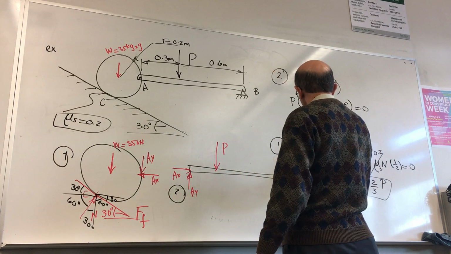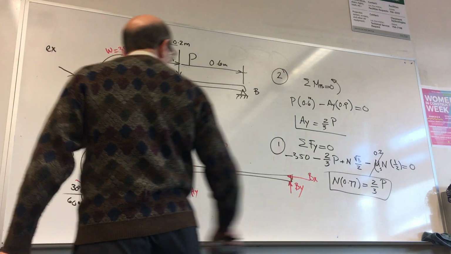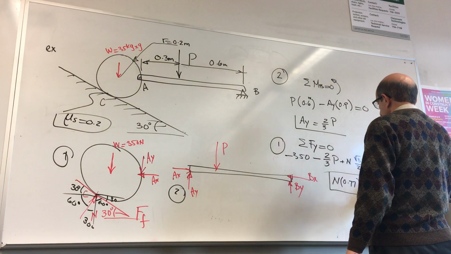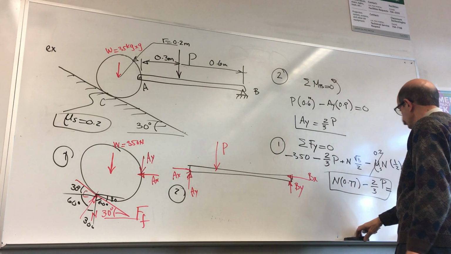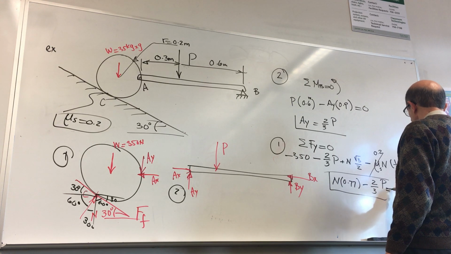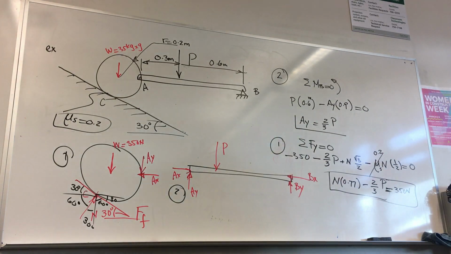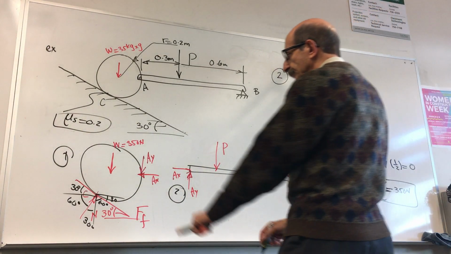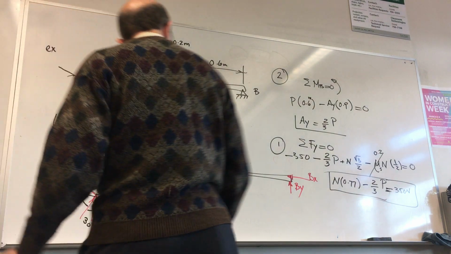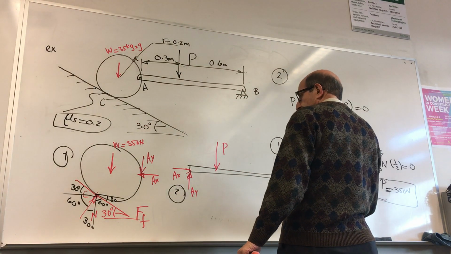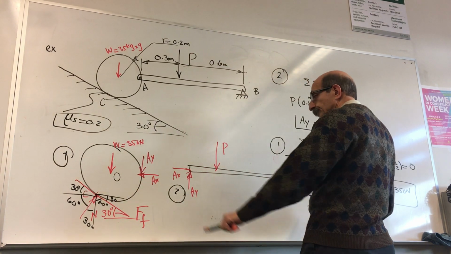So minus 350, so this is going to go to the other side. So I have this minus 2/3 p is equal to 350 Newton. Let's now take summation of moments about point O. That's what I would do. So take summation of moments about point O is equal to 0.